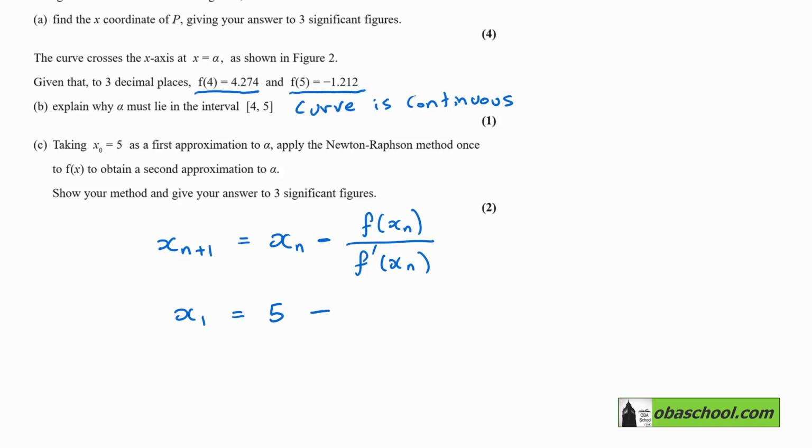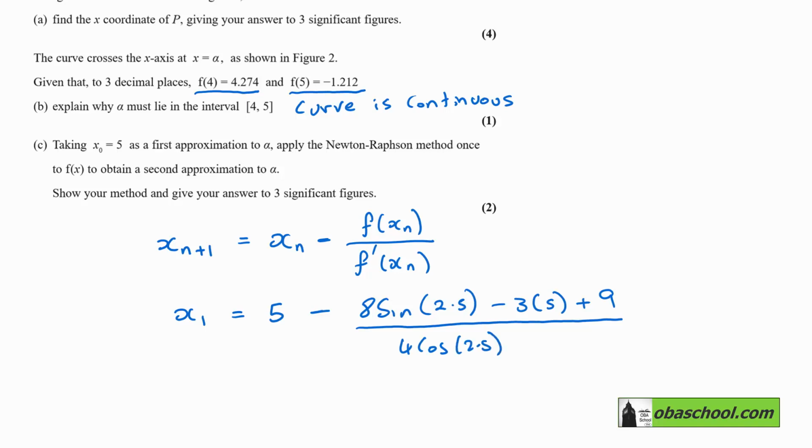Take away, now let's think about what the function was. 8 sine half x, so that's going to be 2.5, half of 5. Take away 3 times 5, add 9, divided by 4 cos, remember half x again, so that's going to be 2.5 in there, take away 3, and then we just need to calculate that, and it is 4.80 to 3 significant figures.